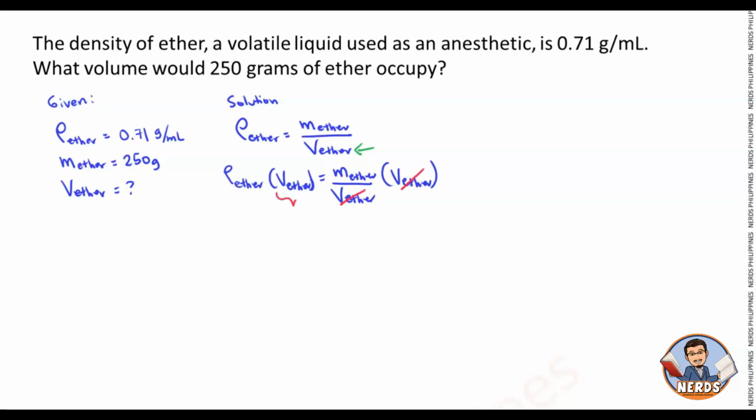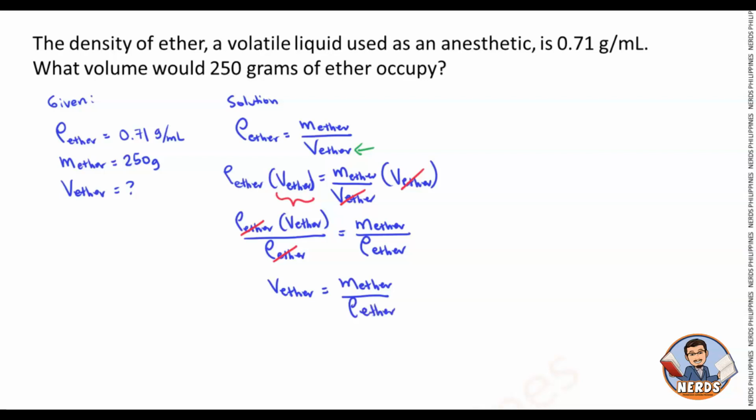But that is what we are looking for. So, we need to isolate this sa ating left hand side ng equation. So, we'll have to divide both sides sa density ng ether. Okay? So, density ng ether times the volume of ether divided by the density of ether is equal to the mass of ether over the density of ether. Okay? So, sa left-hand side natin, maka-cancel out itong density of ether. So, matitira sa ating equation is yung volume ng ether is equal to the mass of ether over the density of ether.